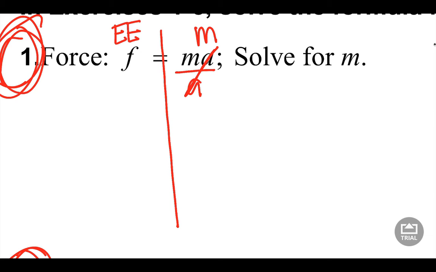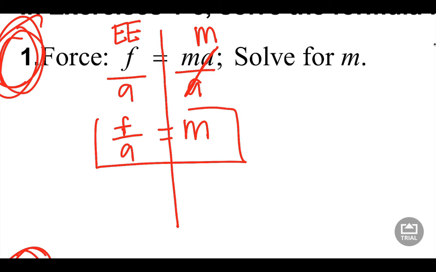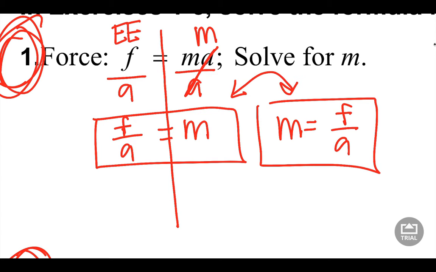Well, whatever I do to one side, I have to do the other side. So if I divided that side by A, I've got to divide this other side by A. So I'm left with M on this side equals F divided by A. And that's my answer. If you want to rewrite it, make it pretty. I always like it written this way, but again, it does not matter. These are both the same thing.